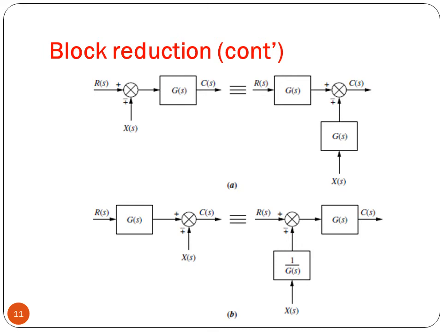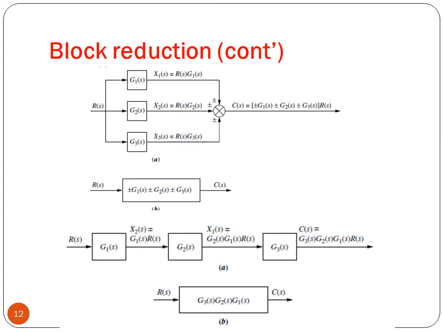So here, if we have the G of S block after the summator output, we can insert it along with each input, R of S and X of S, before the summation, and at the end we will get the same output, which is C of S equal to R of S plus X of S, the whole times G of S. In fact, here, if you want to put the G of S at the end, we have to divide the input X of S by 1 over G of S in order to get the same output.